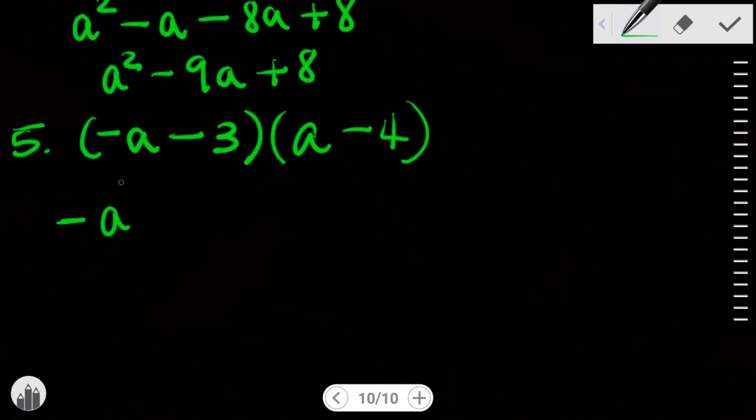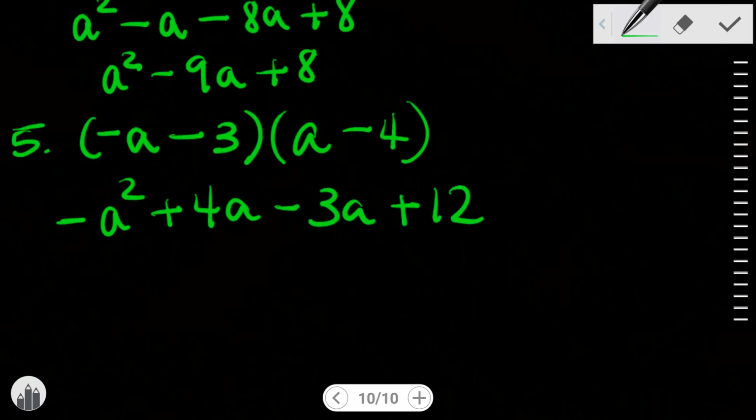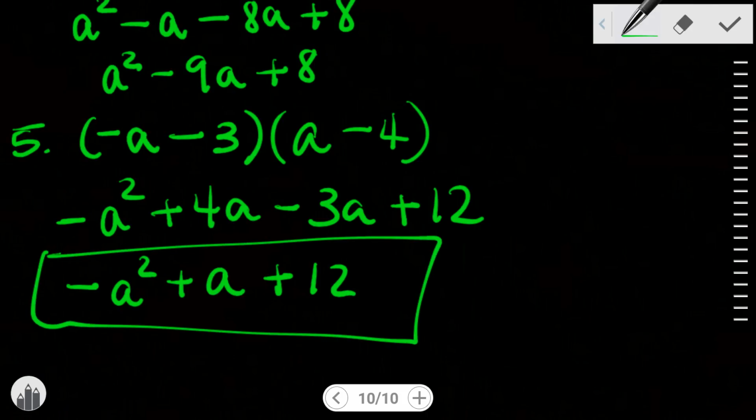a negative a times a will get you a negative a squared. Negative a times a negative 4 will get you a positive 4a. And a negative 3 times a will get you a negative 3a. And a negative 3 times a negative 4 will get you a positive 12. So simplifying down, you get a negative a squared plus a plus 12. And that is the simplified version of that problem.